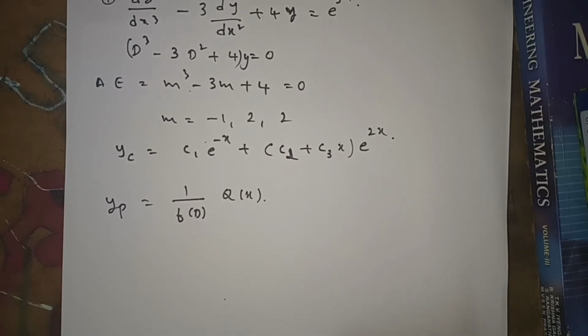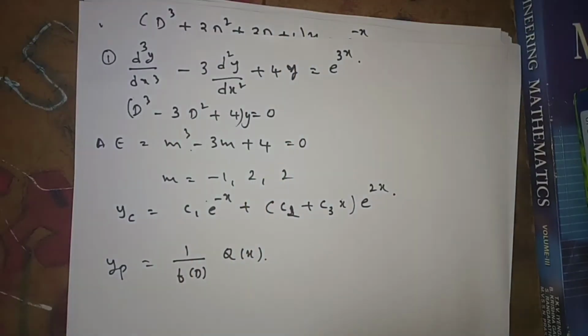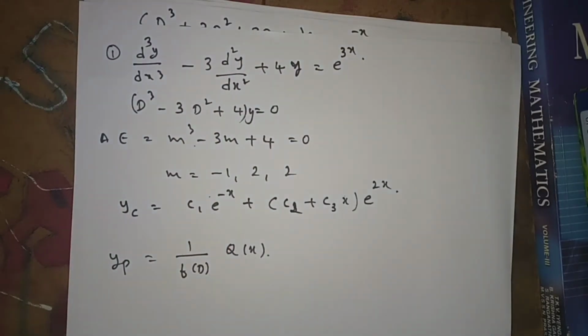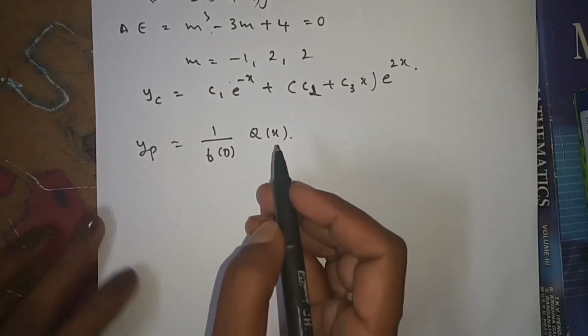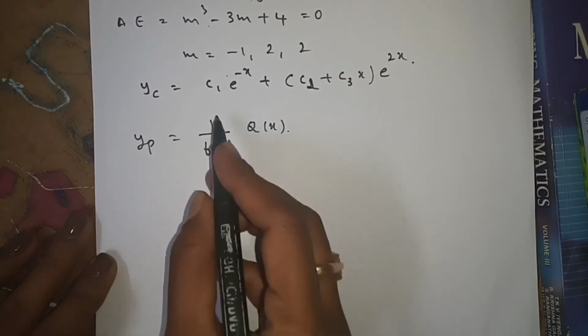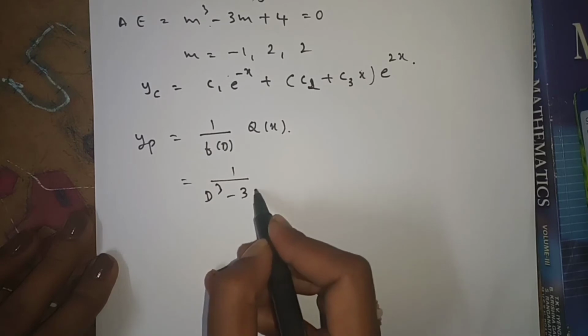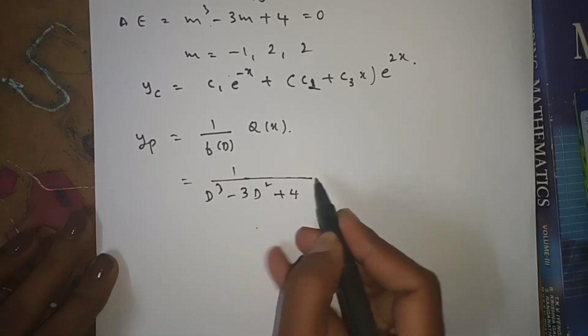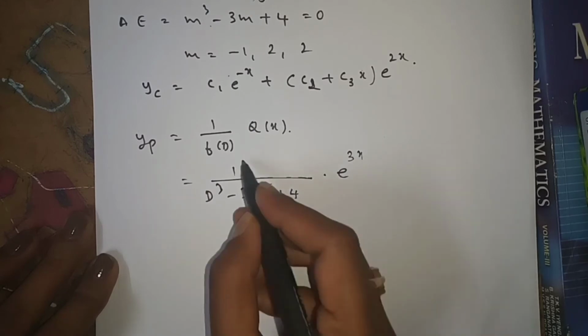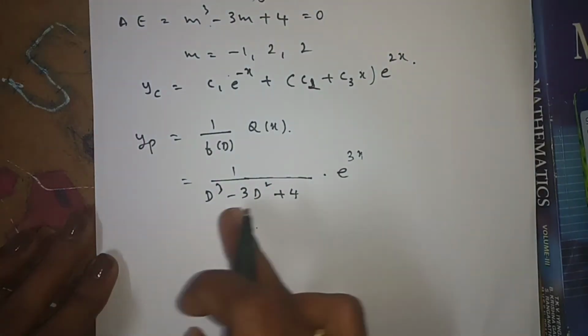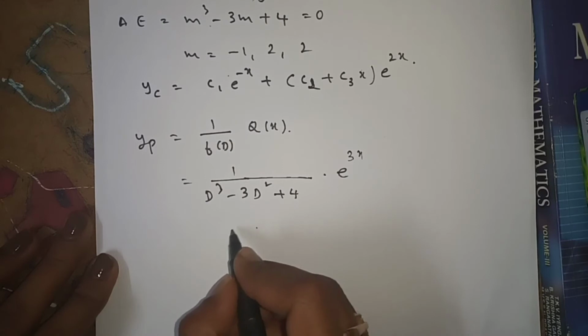Now we will find the yp. Now for the RHS part, why am I applying the first method only, why not the second or third method? If you observe, the RHS is in the form of e to the power of ax. Whenever RHS is in the form of e to the power of ax, apply the first method. Now yp is equal to the inverse operator formula, yp is equal to 1 by f of d into q of x. 1 by f of d, d cube minus 3d square plus 4, into e to the power of 3x.